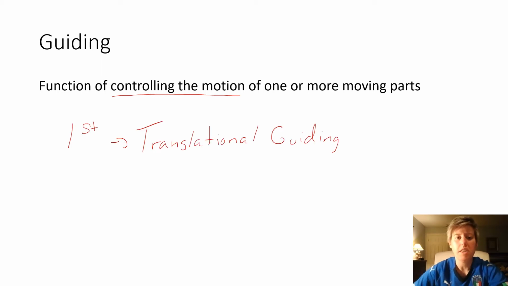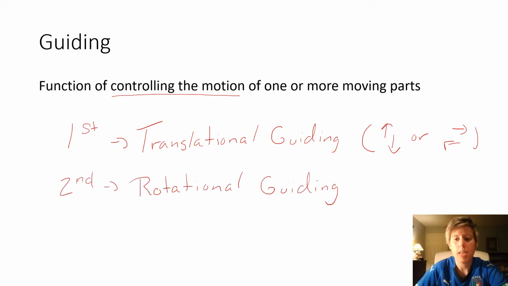Now, the first type of guiding is something called translational guiding. And when we're talking about translational guiding, we're talking about movement that is either going up and down or movement that is going side to side.